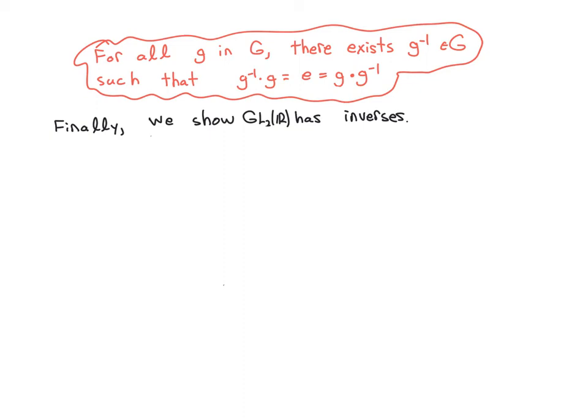Finally, we're at the last step in the proof. We need to show there are inverses. So finally, we show that our group has inverses. What does that mean? It means that for every element in the group, we can find a multiplicative inverse, some element G inverse, such that this equation holds. We have a universal quantifier in our statement, so we should start with an arbitrary matrix. Given that arbitrary matrix, we need to find a new matrix that has this special property.